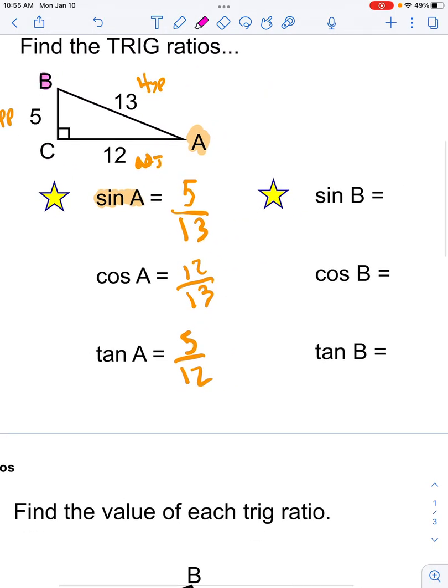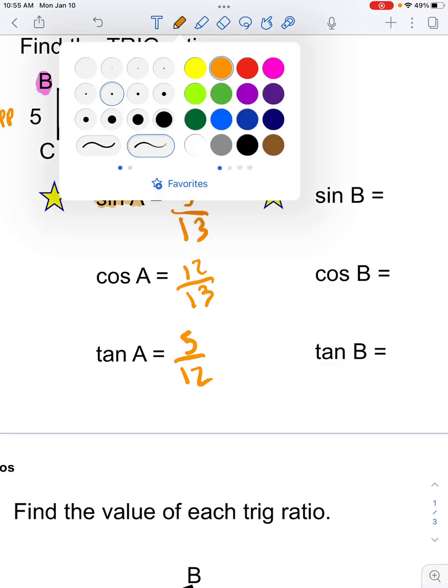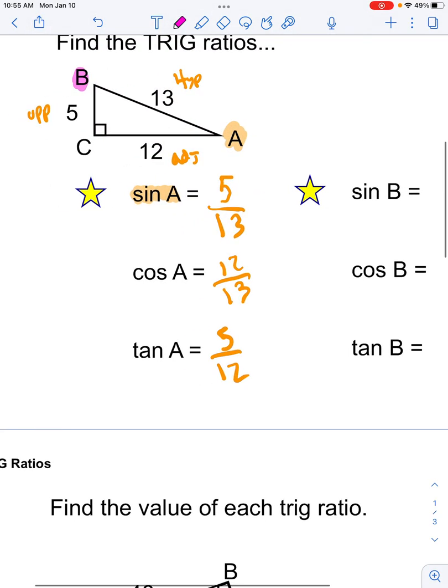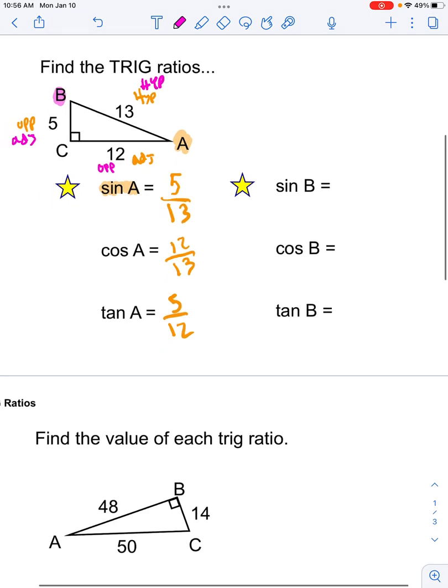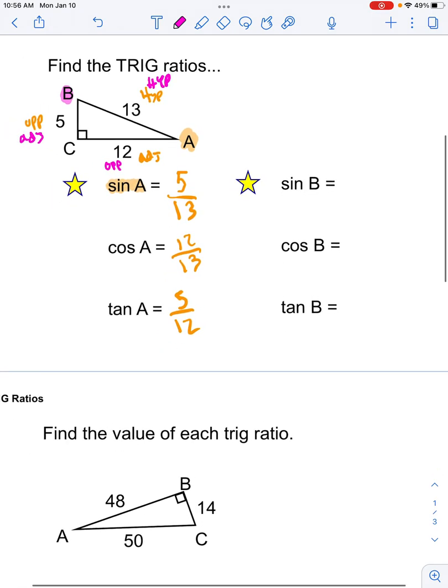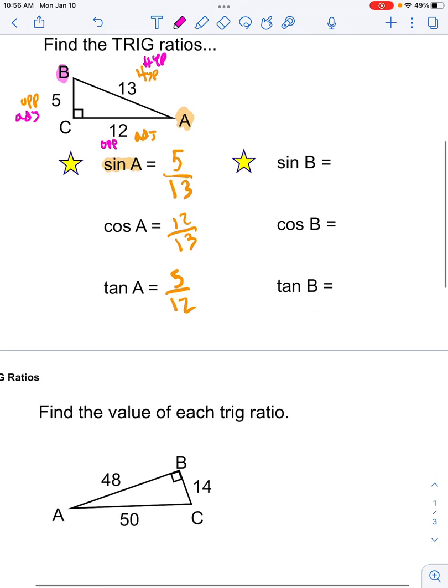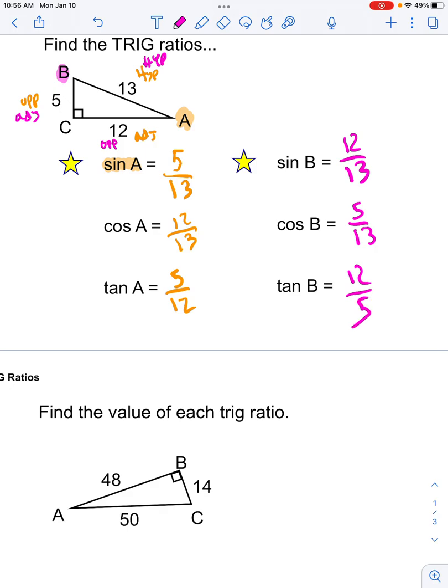Now when I switch to look at the ratios from angle B, my opposites and adjacents are going to change as well. Now this side is the opposite side, this side is my adjacent side, and my hypotenuse stays the same. So sine of B, again, sine is opposite over hypotenuse, 12 over 13. Cosine, adjacent over hypotenuse, 5 over 13. And tangent is opposite over adjacent.